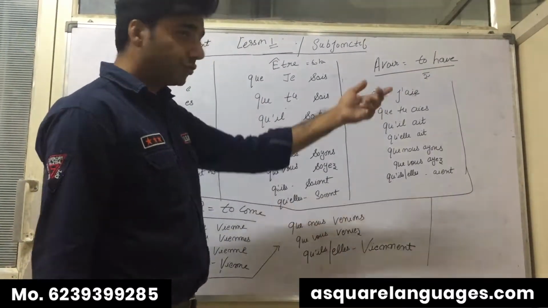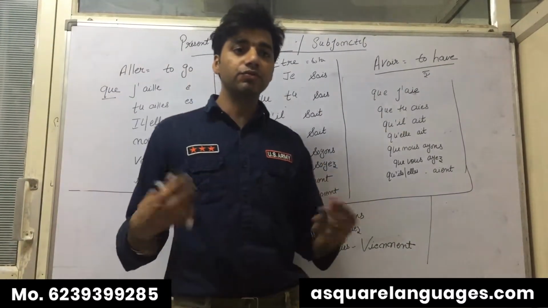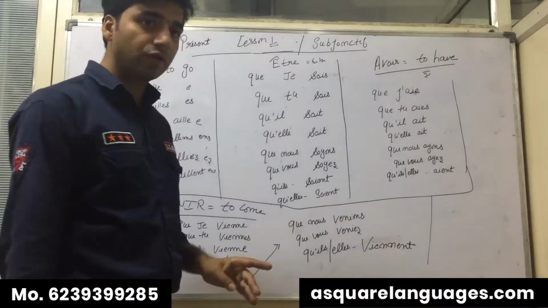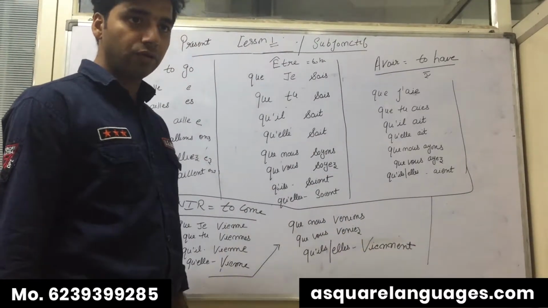Avoir is to have. So my avoir in the present is: j'ai, tu as, il a, nous avons, vous avez, ils ont, elles ont. C'est clair?